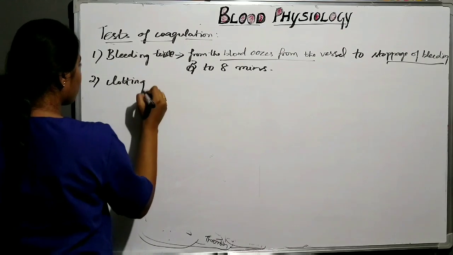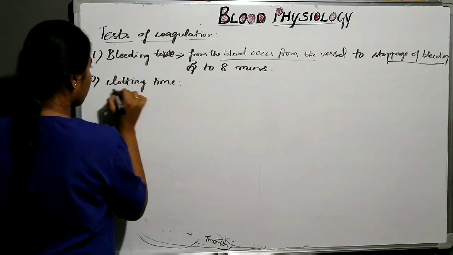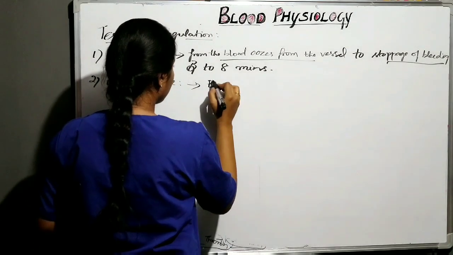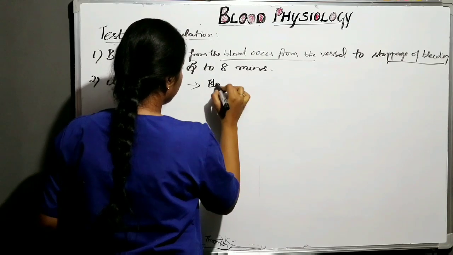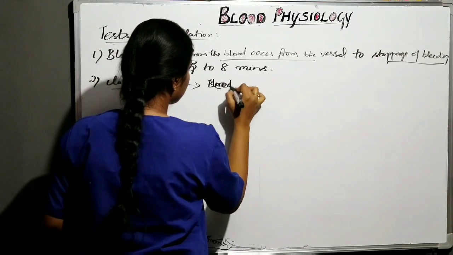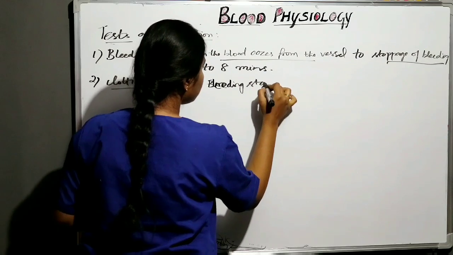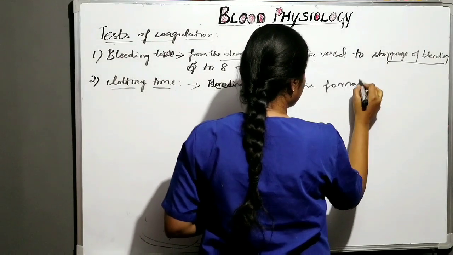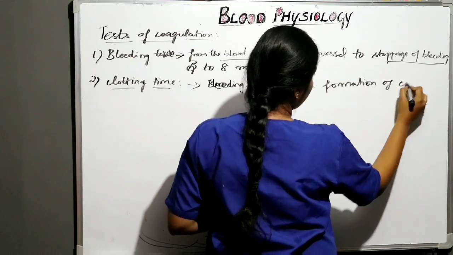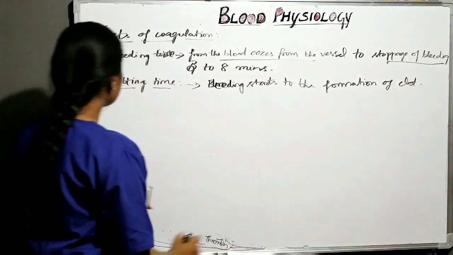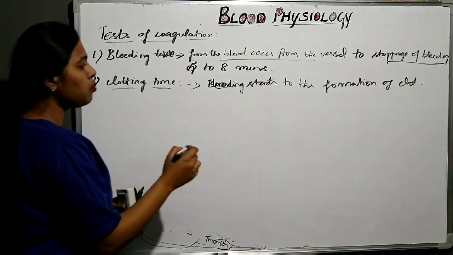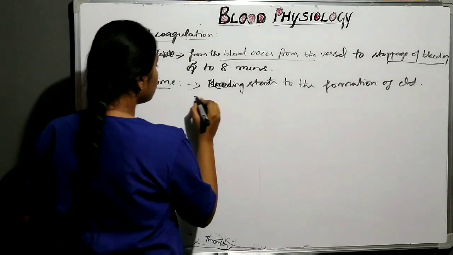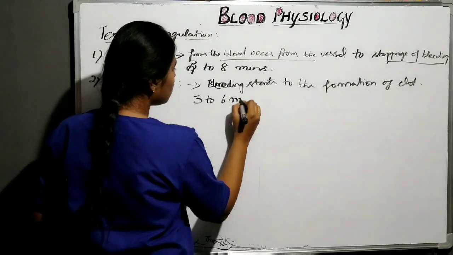Then clotting time. It is the time taken from the start of bleeding to the formation of a clot. So what is clotting time? It is the time between the bleeding and the formation of the clot. It is usually 3 to 6 minutes.